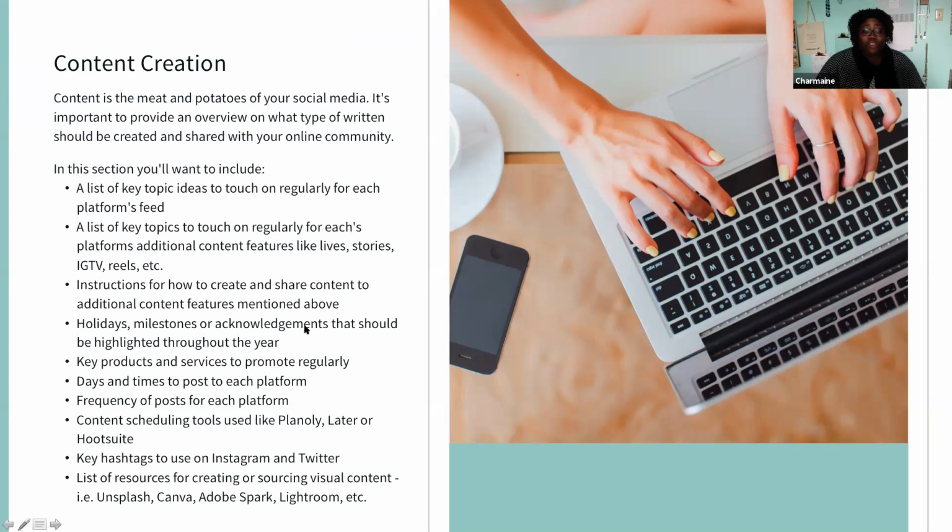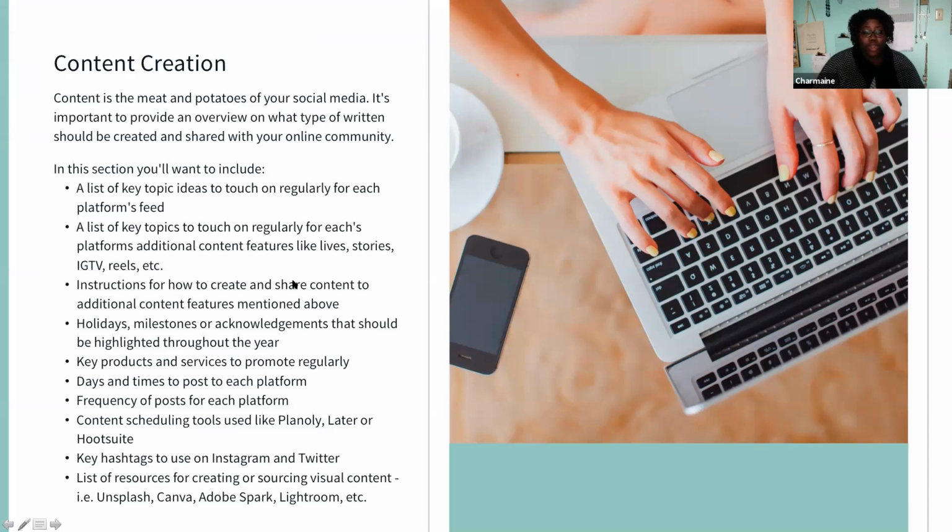Also include the frequency of posts for each platform. Generally speaking, once a day on Instagram is ideal, whether it's Monday to Friday or 7 days a week. 3 to 7 times a week on Facebook, and if you're on Twitter, 5 to 10 tweets per day is good. But you want to make sure that it is outlined clearly in your guidelines.